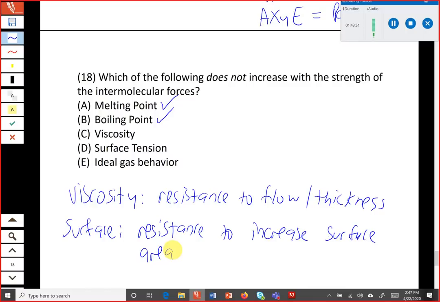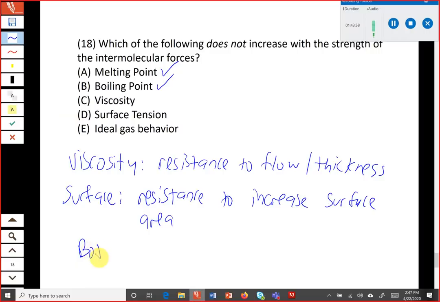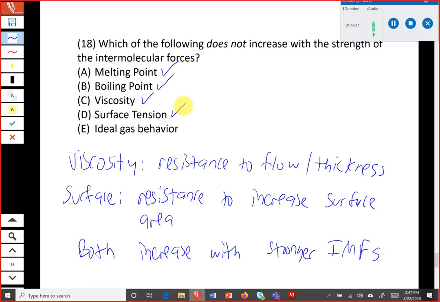All right, so those are 2 quick definitions, but the key part of this problem is that both of these will increase with increasing intermolecular forces. So if you have stronger intermolecular forces, both the viscosity and the surface tension will increase. So these are 2 other properties that will increase.